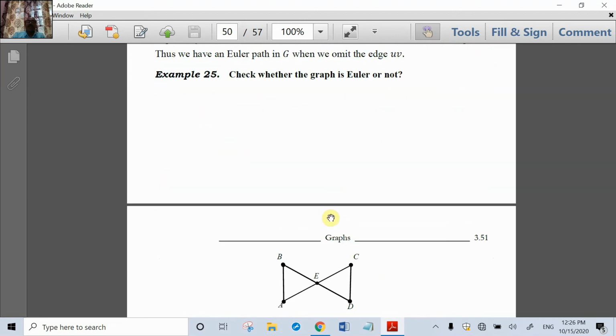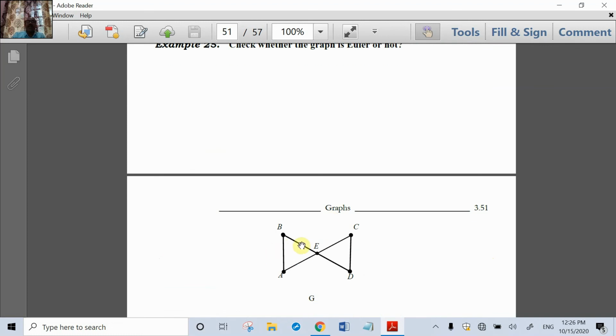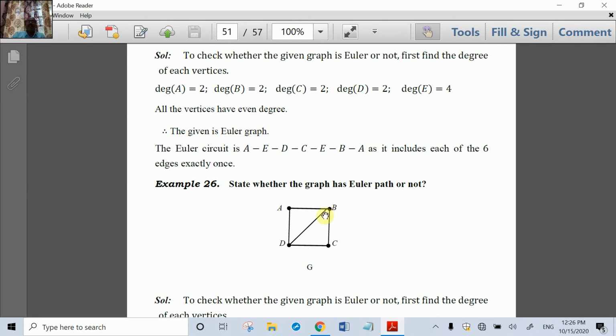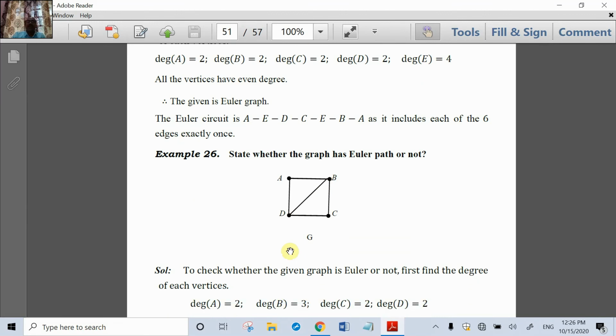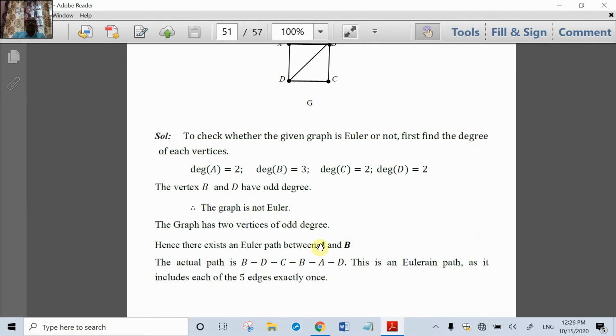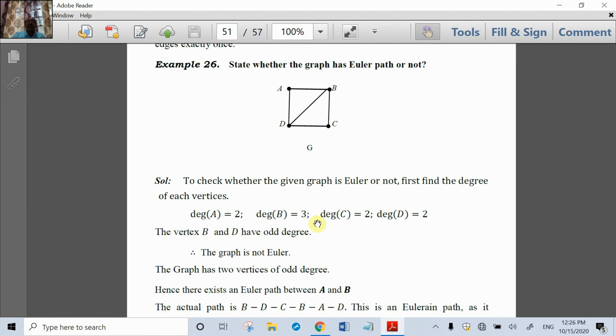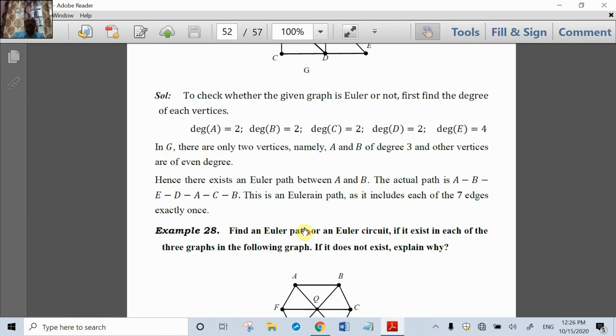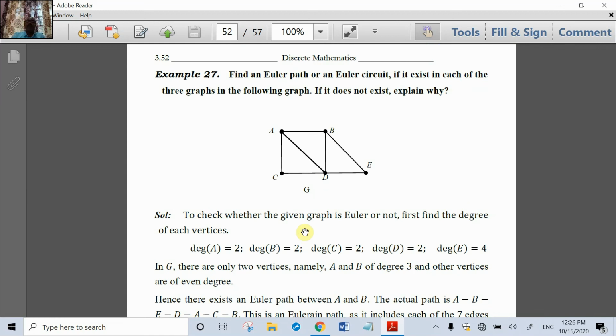Now check whether the graph is Eulerian or not. Here all the vertices are of even degree, therefore this is an Euler graph. Now this is not an Euler graph because here the degree is 3, therefore this is not an Euler graph but an Euler path exists. Similarly, you do this problem and check that.